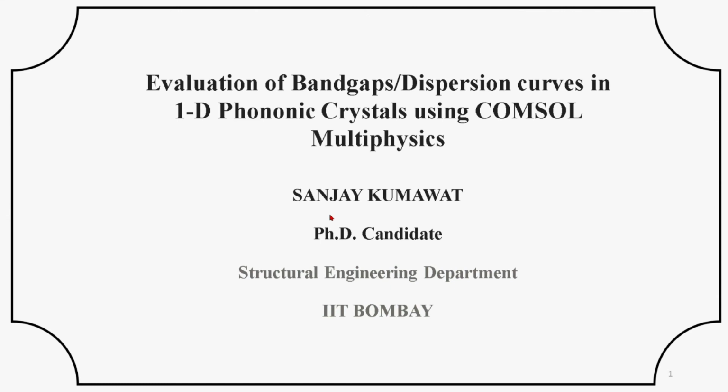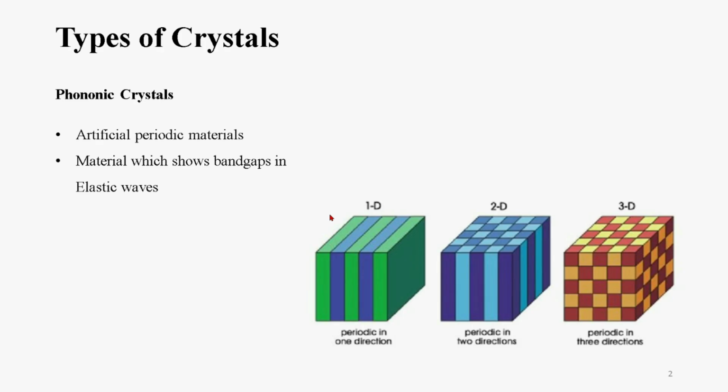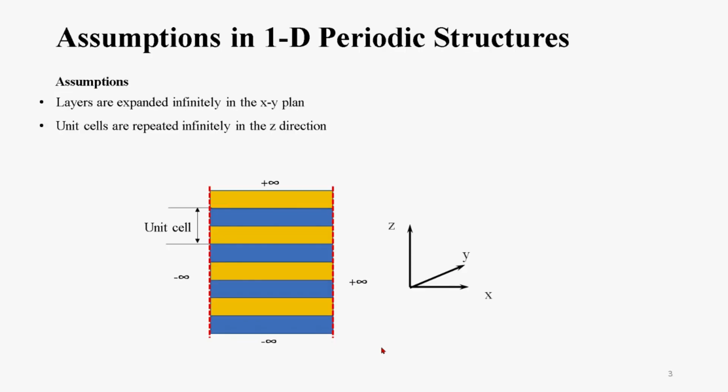Hi, in this video, we are going to see how to evaluate the band gaps or the dispersion curve of one-dimensional phononic crystals in COMSOL Multiphysics. So these are the phononic crystals. They are mainly classified into these three types: one-dimensional, two-dimensional, and three-dimensional phononic crystals. They are basically artificial periodic materials which show band gaps for elastic waves.